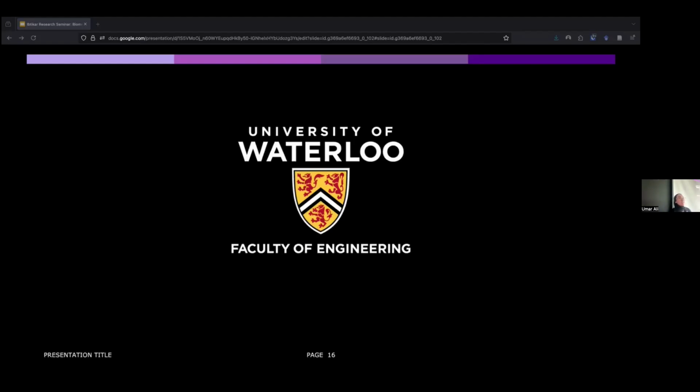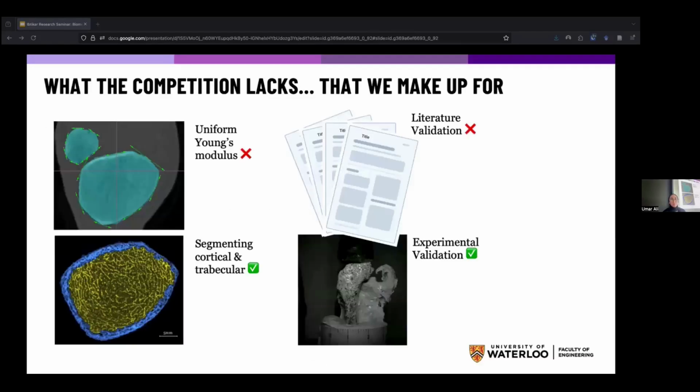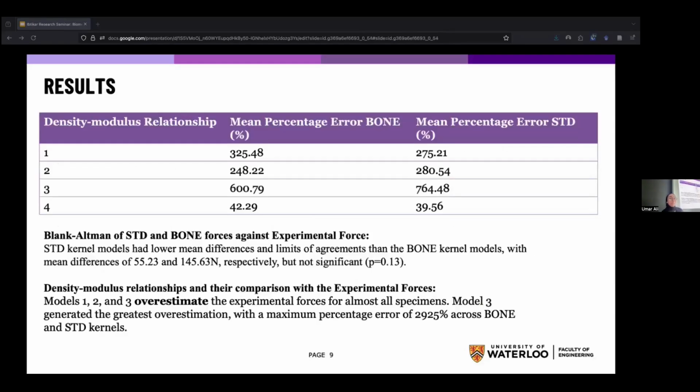Yeah, first of all, Yusra, that was a great presentation. Could you go back to the slide with the error? It's a table. Yeah. So, do you know why you have such high error percentages? The mean percentage error, yeah.